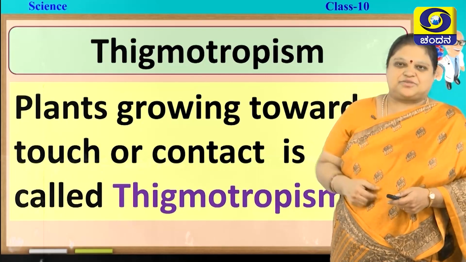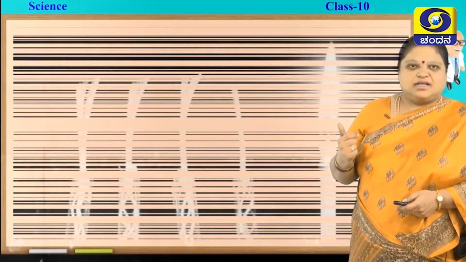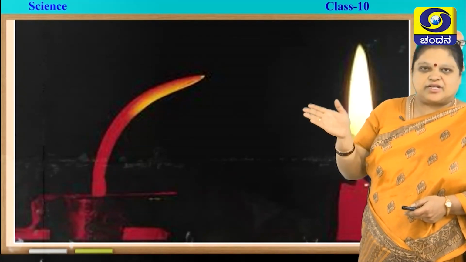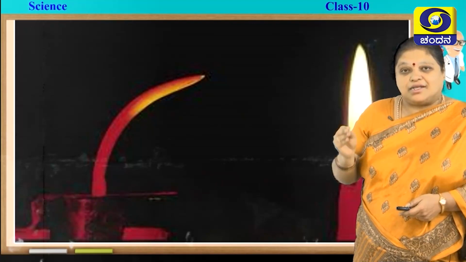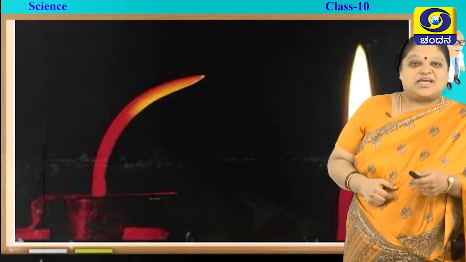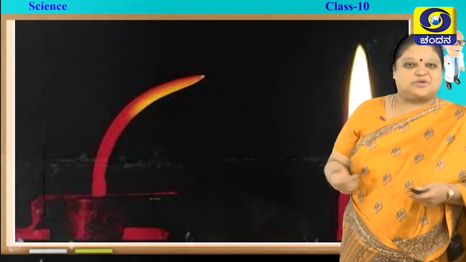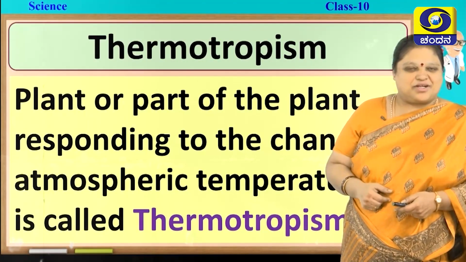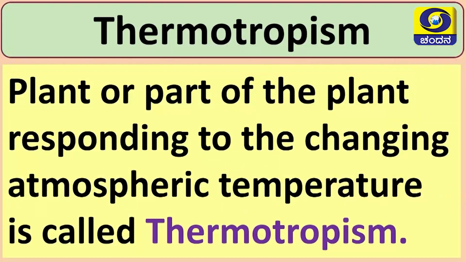Thigmo means touch. Next, we will see here the plants are growing towards the candlelight. See, the tip is growing towards the candlelight or near the temperature. So, they require some amount of temperature for their growth. What do you call this type of tropism? It is called thermotropism. Thermo is connected to temperature. So, plant or part of the plant responding to the changing atmospheric temperature is called thermotropism. I want you to make note of it.